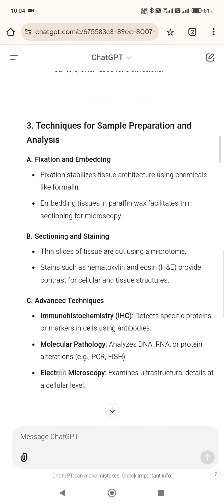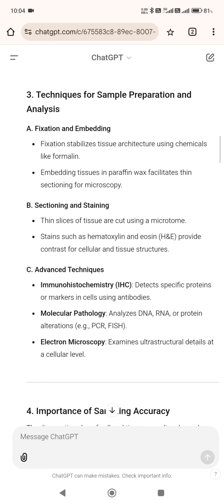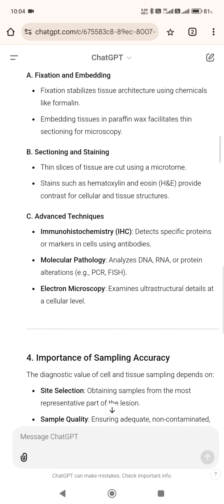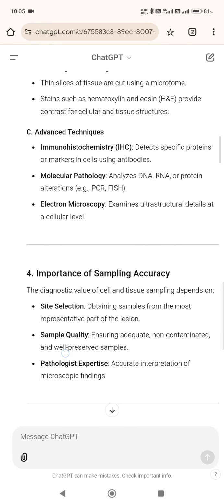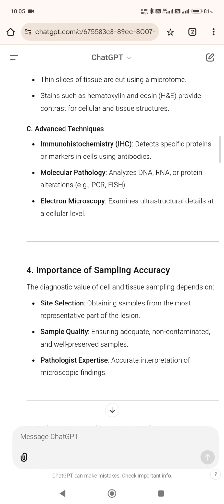3. Techniques for sample preparation and analysis. A. Fixation and embedding. Fixation stabilizes tissue architecture using chemicals like formalin. Embedding tissues in paraffin wax facilitates thin sectioning for microscopy. B. Sectioning and staining. Thin slices of tissue are cut using a microtome. Stains such as hematoxylin and eosin, H&E, provide contrast for cellular and tissue structures.